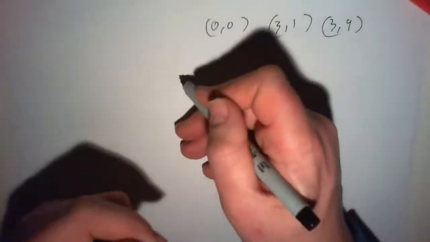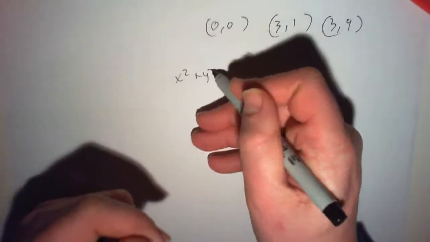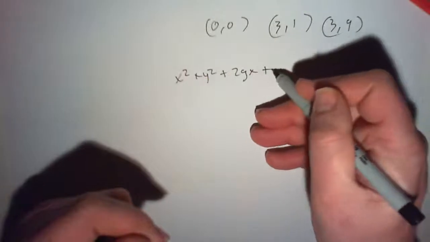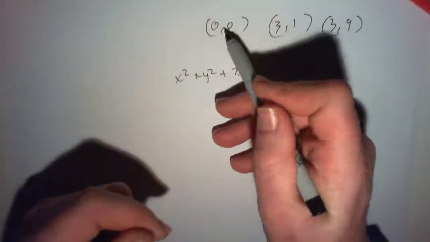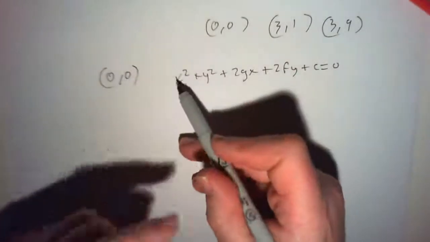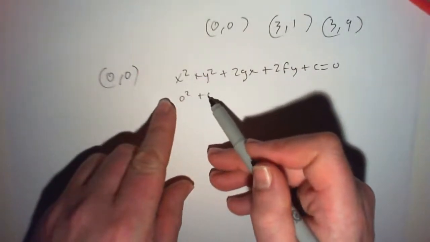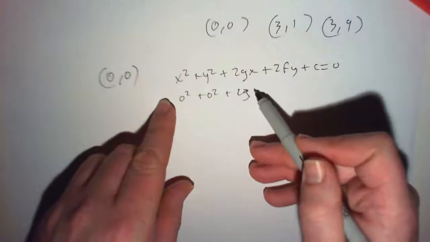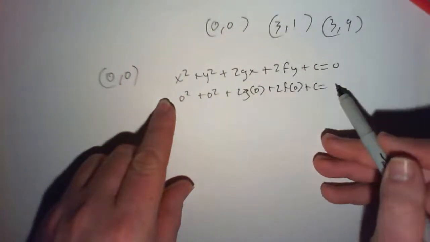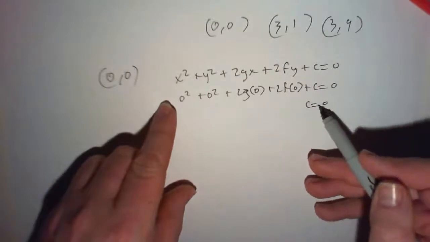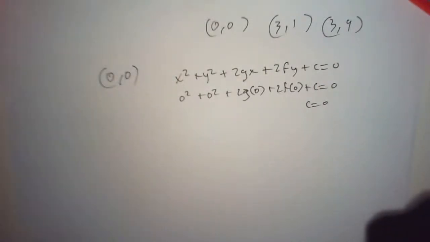So let's use our general formula: x squared plus y squared plus 2gx plus 2fy plus c equals 0. We'll do it first with 0, 0. What happens? Put in 0, 0. They all become 0, so c is 0. Straight away, you've got the constant.